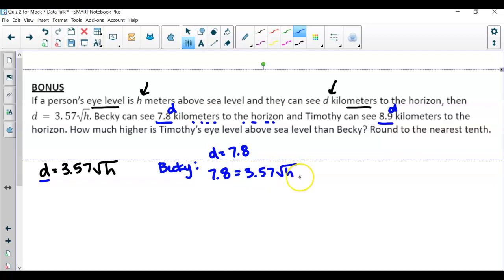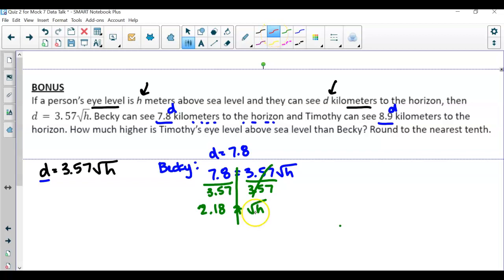Now we're solving this radical equation, right? We can't square both sides and get rid of the radical because it's being multiplied by 3.57. So you need to divide by 3.57. That cancels out. So when you divide by that 3.57, you end up with approximately 2.18. Then that is the square root of h is equal to that.